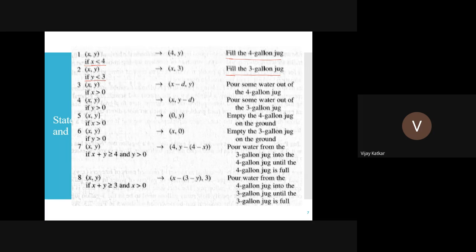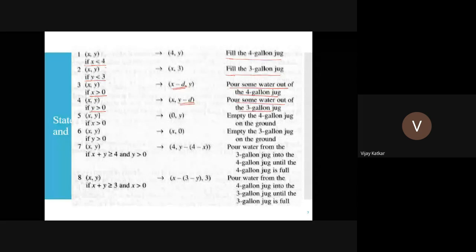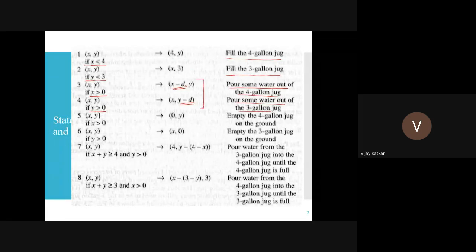Second, if the amount of water in jug X is greater than 0, means there is some water, I can pour out some water from jug X. Similarly, if there is some water in jug Y, I can pour out some water. So I can pour out d liters of water from jug X. It doesn't matter whether you are using these rules or not, but these are possible rules, even though we are not using them.